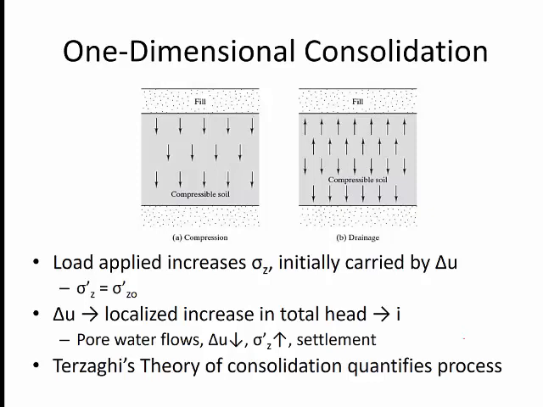But as that pore water pressure changes, we have localized change in head, which creates a hydraulic gradient. With that hydraulic gradient, we have a need for the water to travel from high energy to low energy. So as the pore water pressure that was increased due to the load changes, it will reduce. The vertical effective stress begins to increase and settlement occurs.